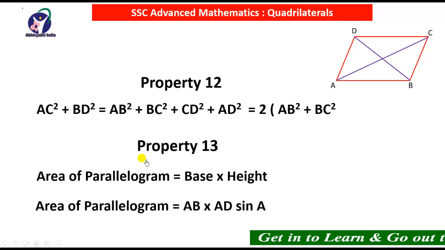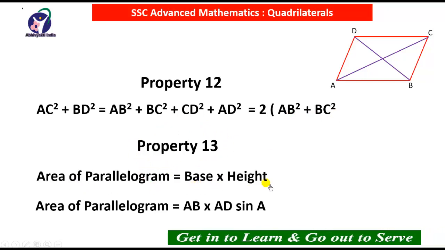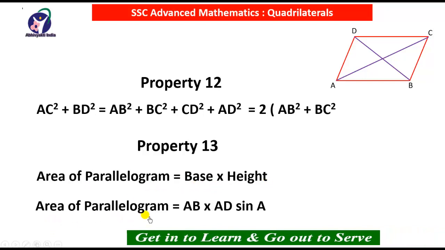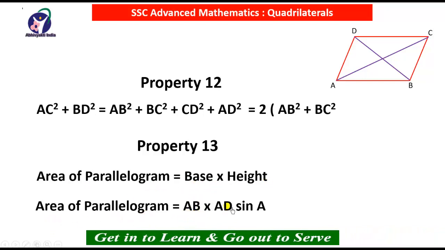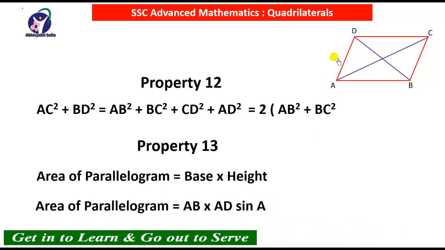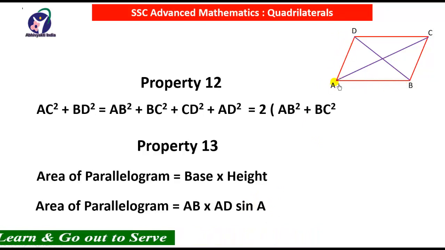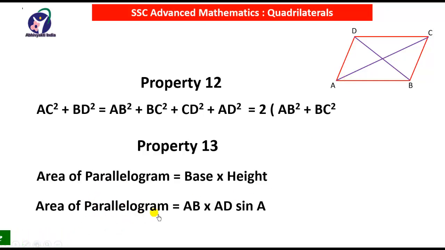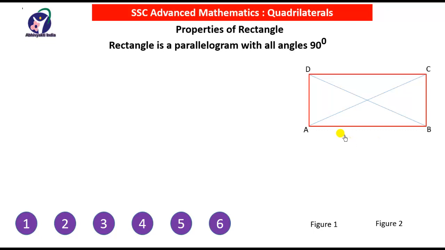Now property number 13 states that the area of a parallelogram will be base into height, or the area of a parallelogram is given as AB into AD into sine of A. AB and AD are the two adjacent sides. It means the product of the adjacent sides multiplied by the sine of the included angle gives you the area of the parallelogram. Now let us see the properties of a rectangle.